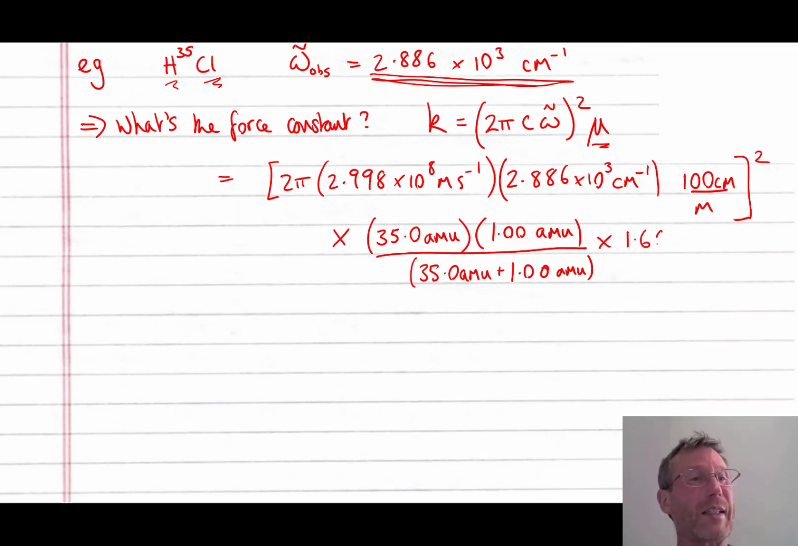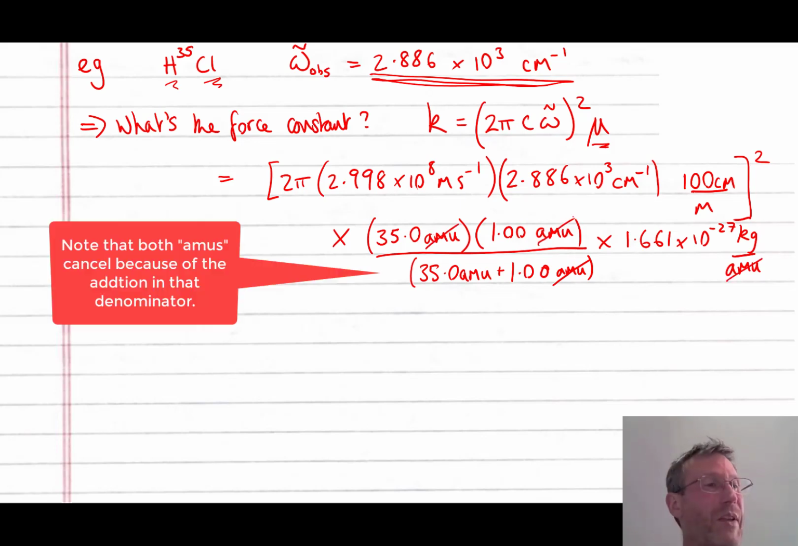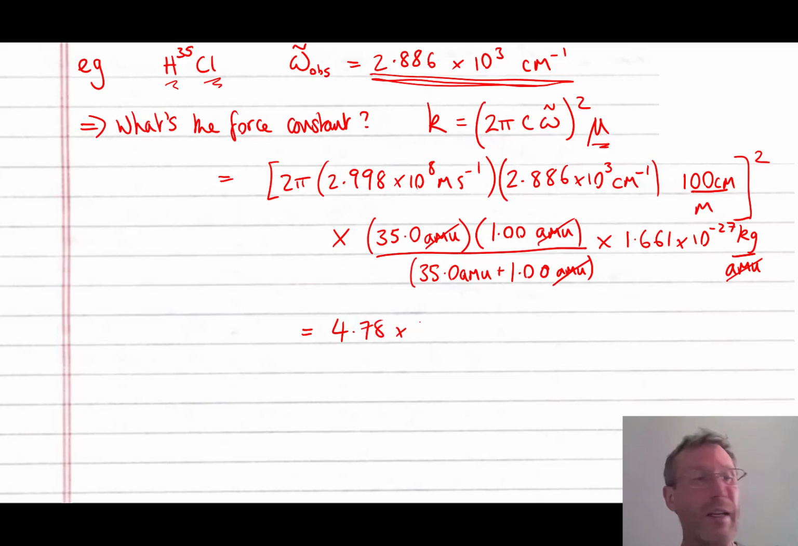And so that ends up being, well, we've got to convert this again. 1.661 times 10 to the negative 27, and that's kilograms per atomic mass unit. So what we're going to find is this will cancel, this will cancel, this will cancel with this, and we'll be left with something in kilograms. And the answer here, plug and chug type question, 4.78 times 10 to the 2 kilograms per second, and that is equal to, remember we're looking for a force constant, 4.78 times 10 to the second newtons per meter.